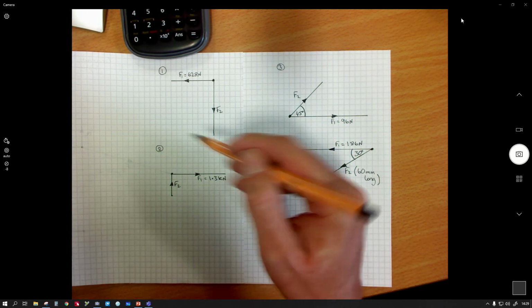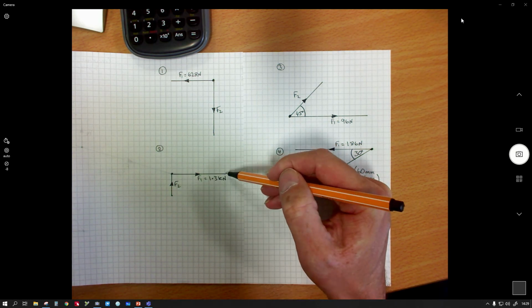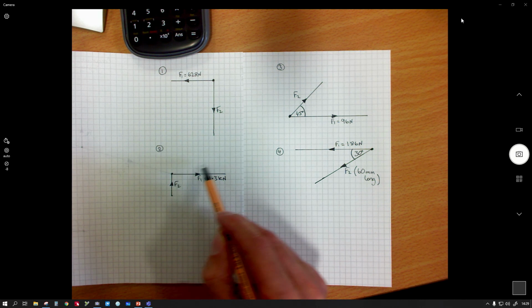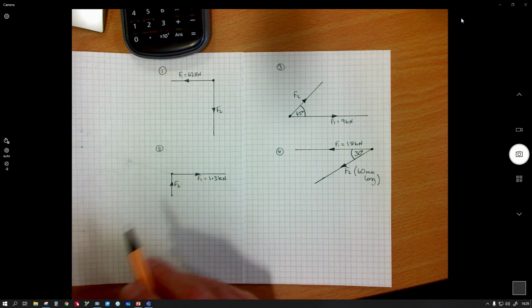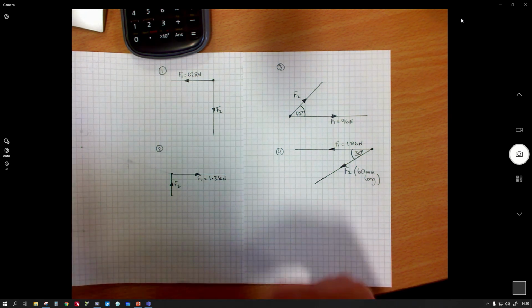How would you create that rectangle? Just draw F2 there, or F2 there and join it up. And that way you've got up and to the right. So the resultant force is going up that way in this one. Don't get confused, always watch out for that because they do that in exam questions where they mess about with the directions of the vectors. You have to be careful about that.